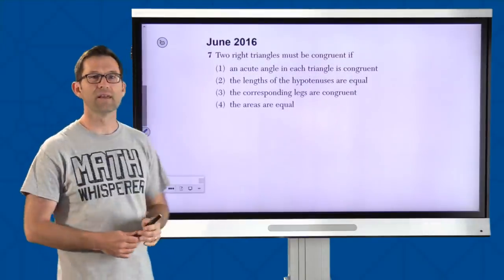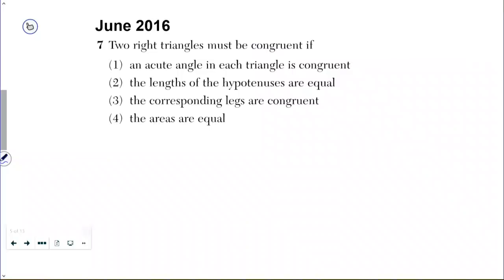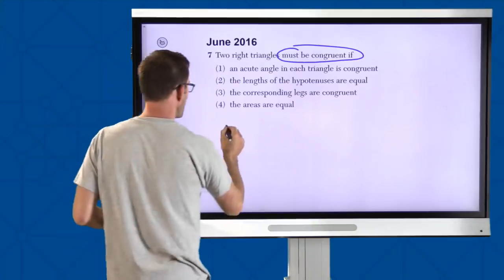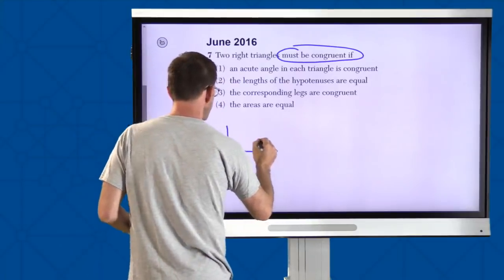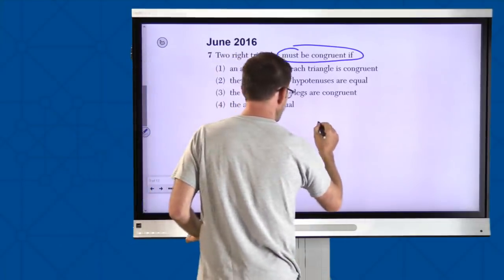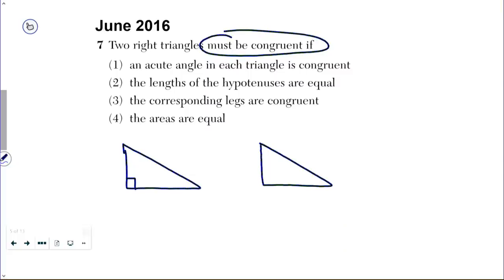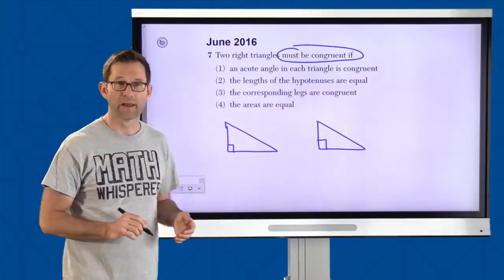June 2016, number 7. Two right triangles must be congruent if which of the following, right? So let's draw this out. Two congruent triangles, right triangles. Let's draw two right triangles that are as identical as we can. Like that. We know they've got to have right angles.